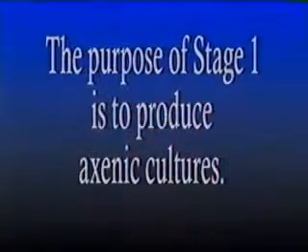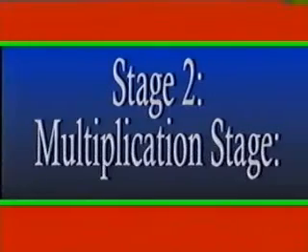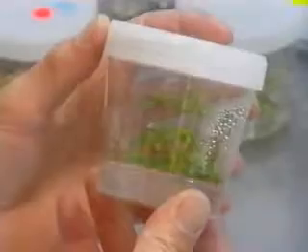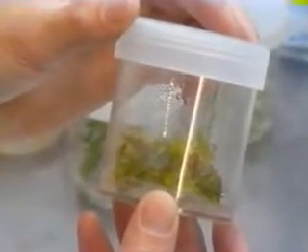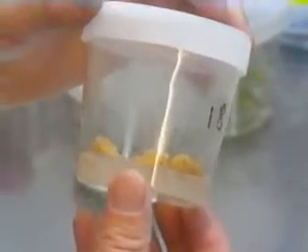This stage usually takes about 4 weeks. To summarize, the purpose of stage 1 is to produce axenic or clean cultures. Now let us look at stage 2, which is the multiplication stage. The function of this stage is to induce multiple shoot development. This may involve the stimulation of axillary shoots, the initiation of adventitious shoots on excised shoots, leaves, bulb scales, flower scapes, cotyledons, and so on.